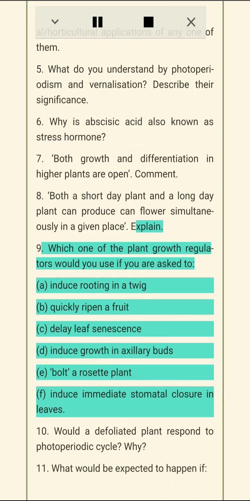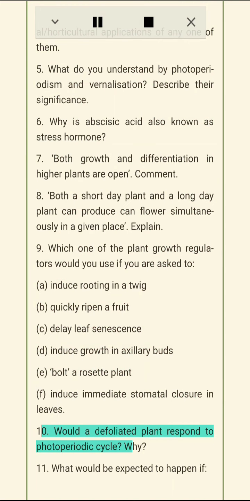9. Which one of the plant growth regulators would you use if you are asked to a. Induce rooting in a twig, b. Quickly ripen a fruit, c. Delay leaf senescence, d. Induce growth in axillary buds, e. Bolt a rosette plant, f. Induce immediate stomatal closure in leaves. 10. Would a defoliated plant respond to photoperiodic cycle? Why? 11. What would be expected to happen if a GA3 is applied to rice seedlings?